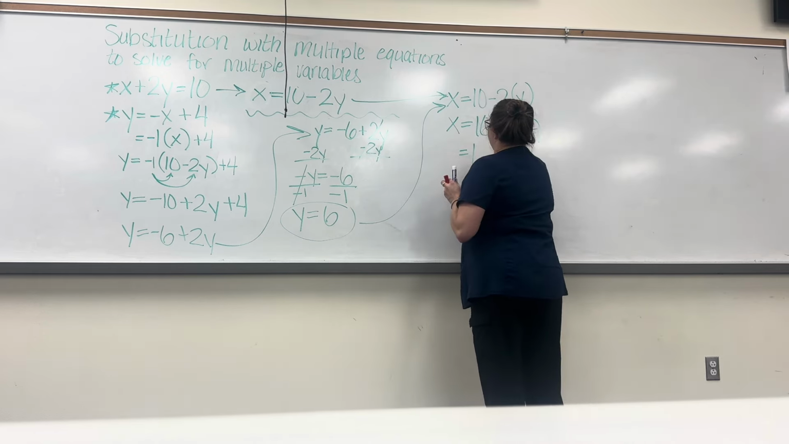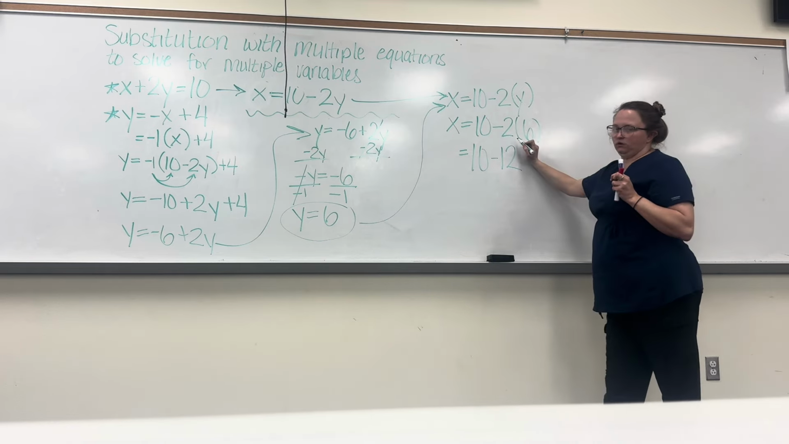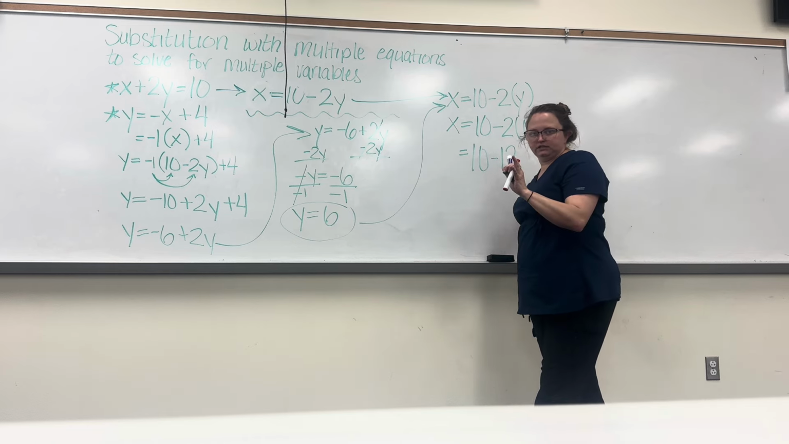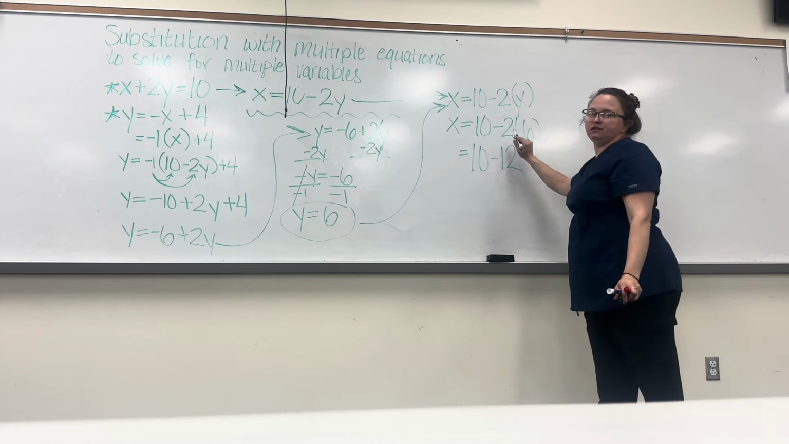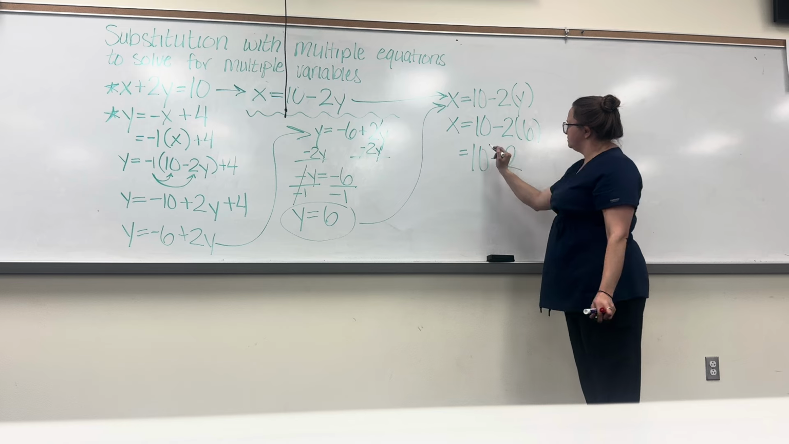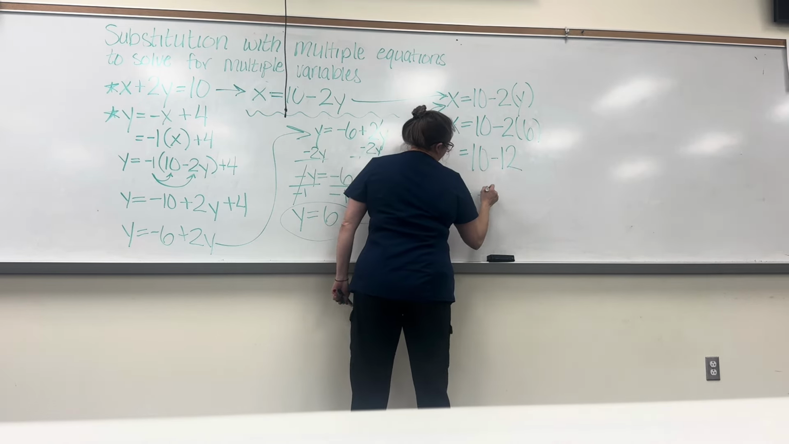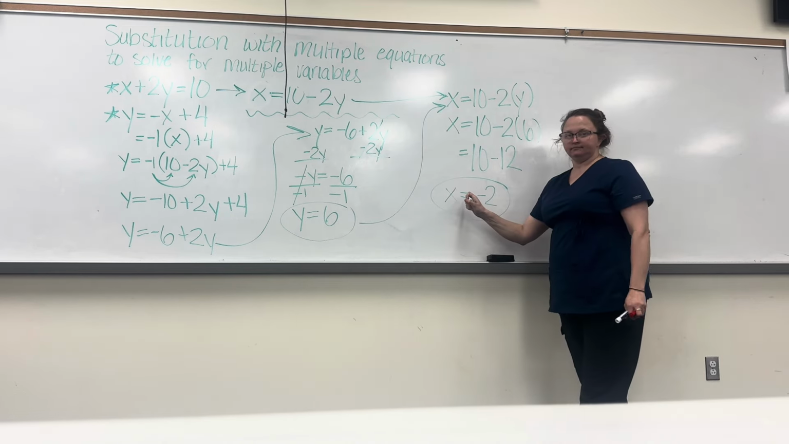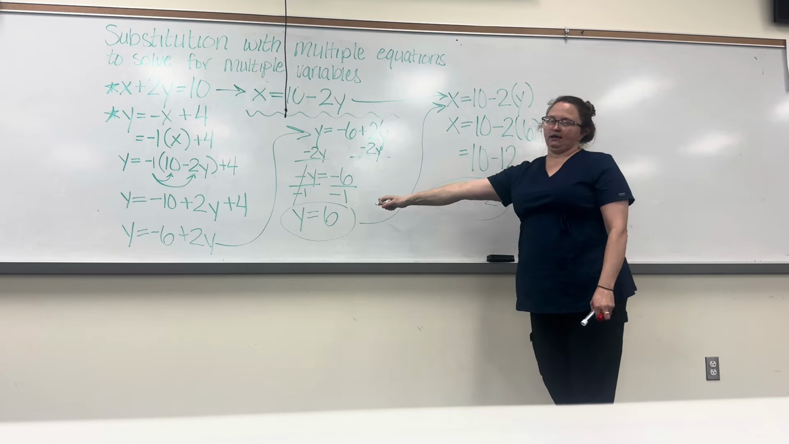Equals 10 minus 12. Once again, PEMDAS, right? Please excuse my dear Aunt Sally, order of operations. Multiplication first, okay? 2 times 6, 12. 10 minus 12. X equals negative 2. There you've got it. Those are your 2 answers. X equals negative 2, y equals 6.